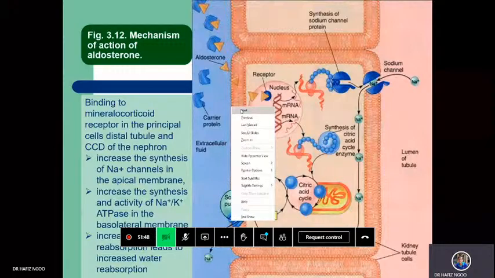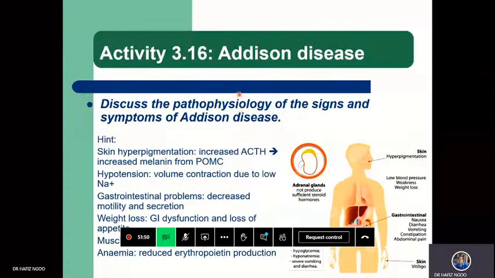So if not, I will just move on to the next one. Okay, we look at Addison disease. Okay, this is activity 16.